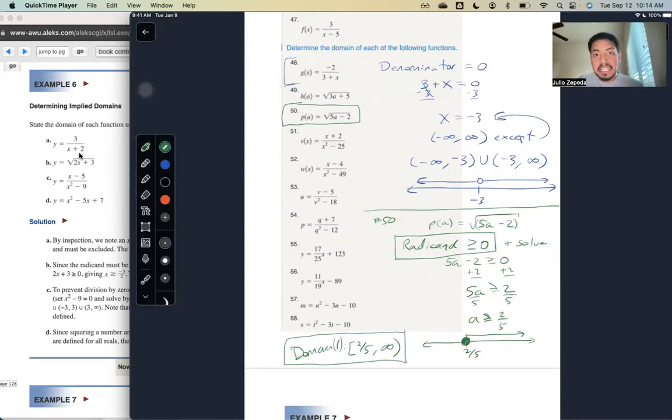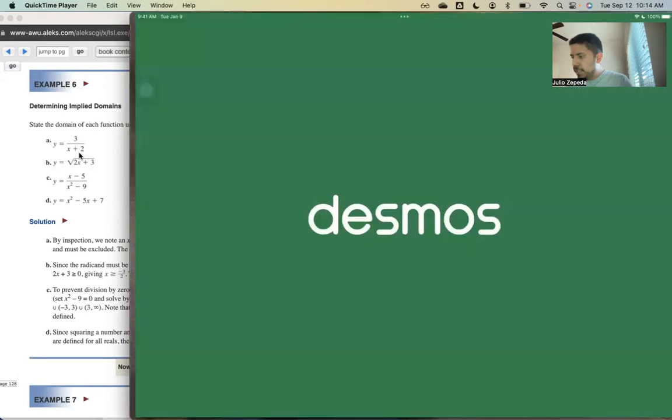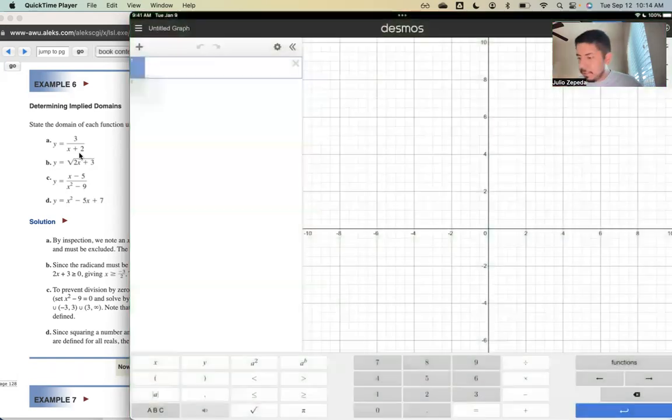And just for fun, let's go ahead and graph this. We're going to take a look at these kinds of functions in the future, later in this class. So the square root of 5a minus 2. Let me pull up Desmos. This is a very good app that you can get on your phone or your tablet or whatever. And I'll put the square root of 5, I'm going to use an x, minus 2.